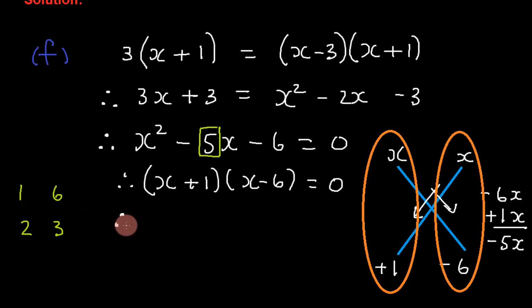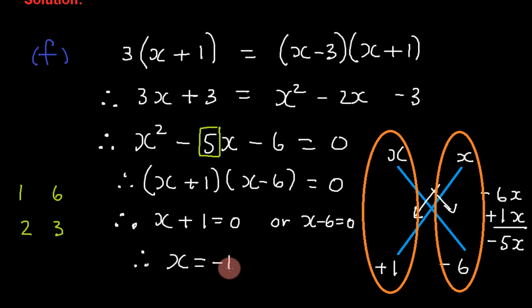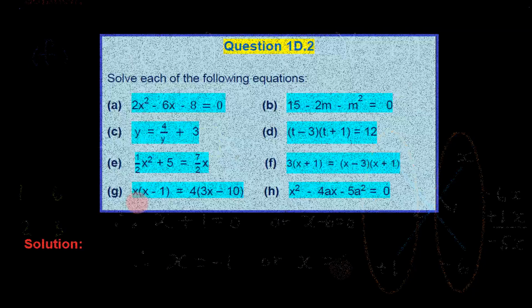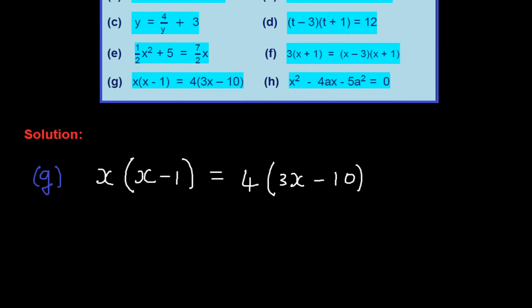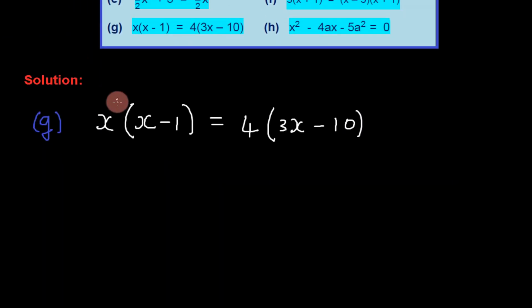Now we use the zero product rule. And solving for x is negative 1 or x is 6. Then going on to g, once again we can multiply out on both sides. So x times x is x squared. X times negative 1 is negative x.